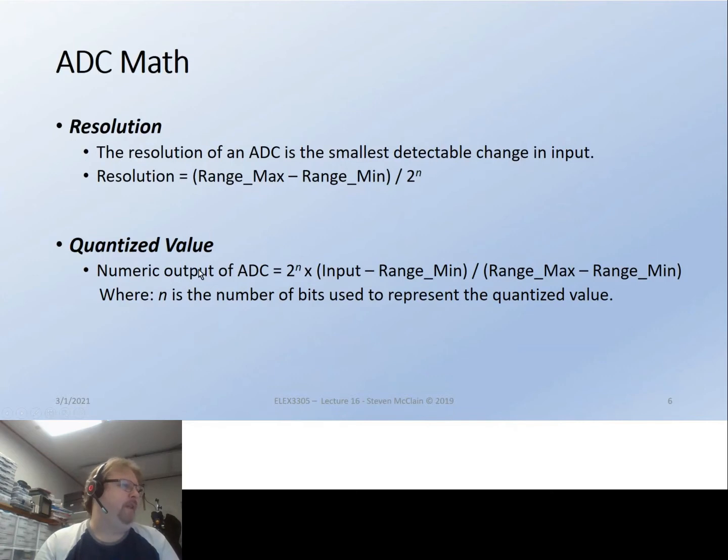So the numeric output is your number of bits times whatever input you're given minus the minimum, divided by your range. Okay, and that'll give you basically the value you're going to get. So if your converter is running from 0 to 2 volts, and you put 1 volt in, then it's going to be basically 8,000 or whatever, half of our bit resolution.